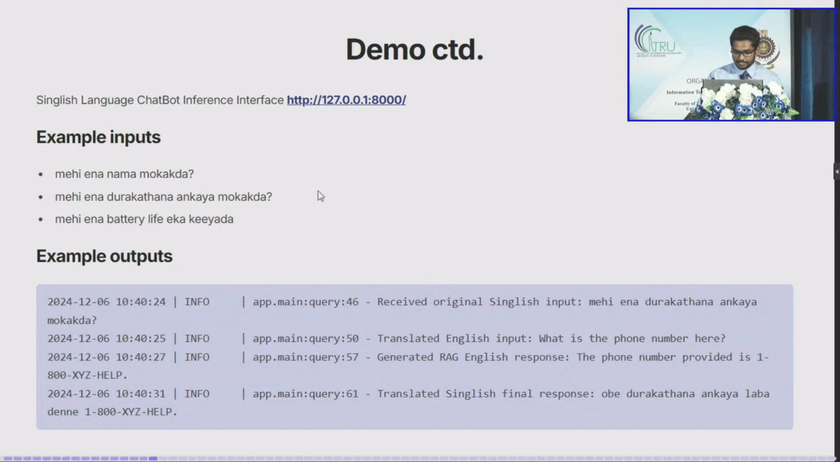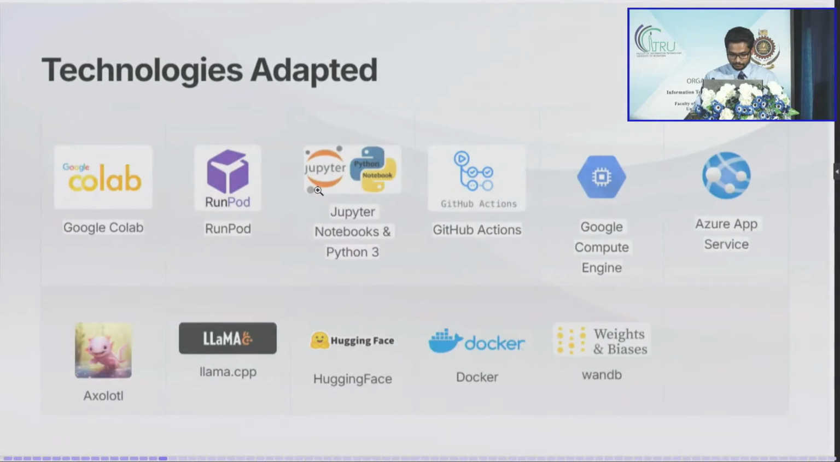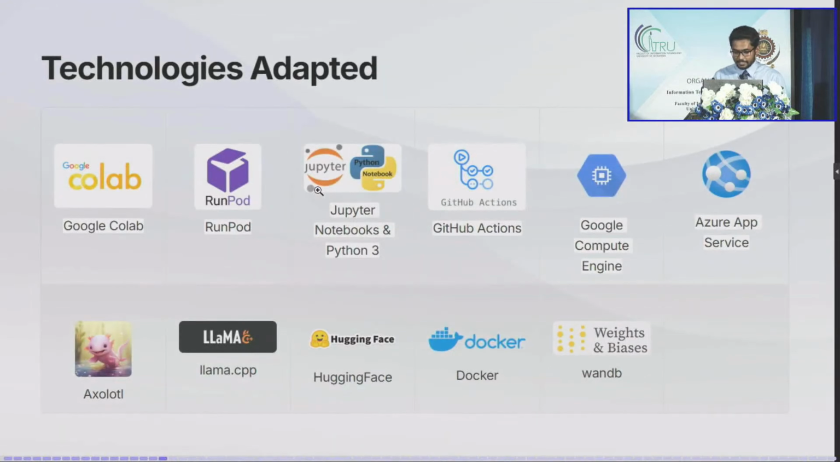So these are the logs that we have in our running application. And there were a lot of technologies that we adapted. The main one was the training infrastructure. We tried a lot of things. We tried Google Colab, we tried RunPod, and finally we used a serverless architecture to run and deploy our models.